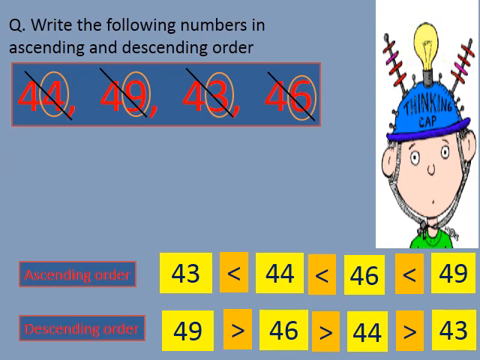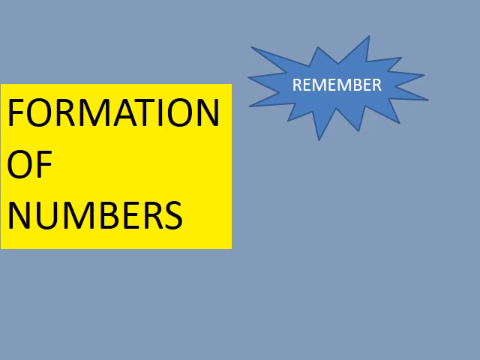So children, this is how we will be solving the sums from the textbook and in our classwork book for writing down the ascending order and descending order of the given numbers. Now our next topic is formation of numbers, or making numbers, and that we will do with the help of the digits that are given to us.